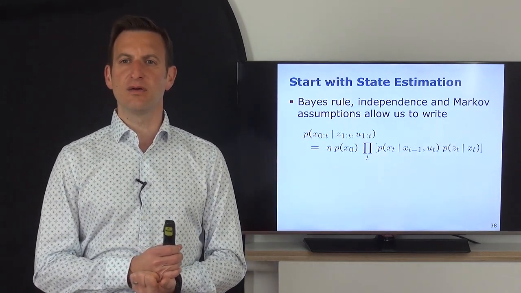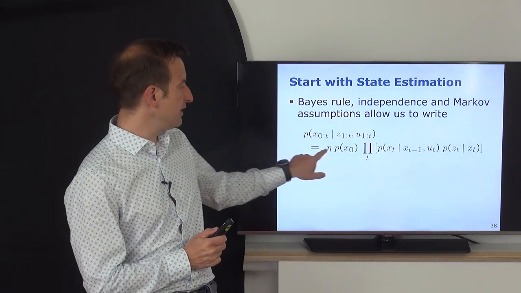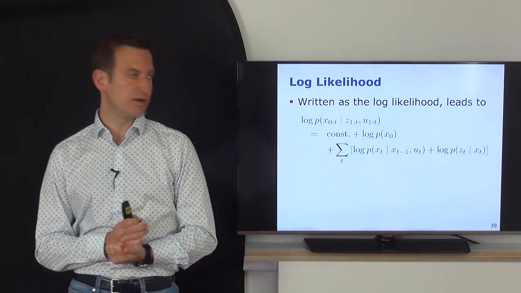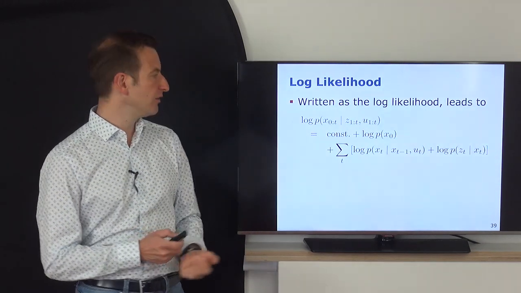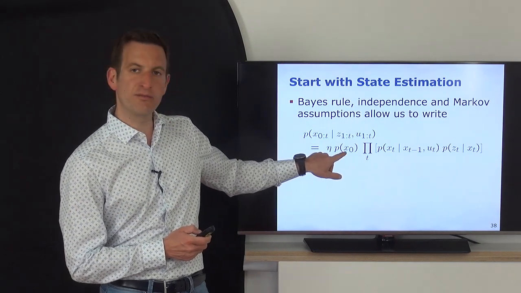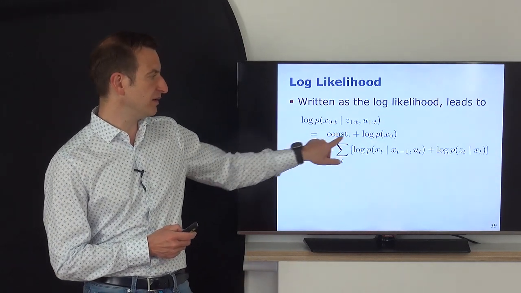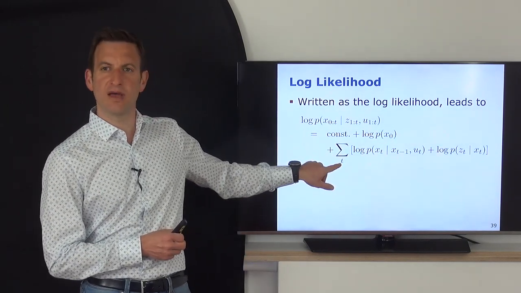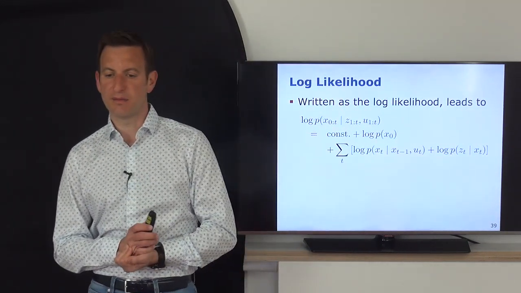Now what we can do is, okay, let's have a look at the log likelihood. So if you compute the log likelihood of this term, it means we put a log in here and a log over there. If I compute the logarithm of that probability, then the product turns into a sum. So I have log of eta, log of p of x0, my prior, and log of this expression, all as a sum. So this is my constant, the normalization constant from Bayes' rule. Then I have the log of my prior, and then the product turns into a sum of the log of my motion model and the log of my observation model.